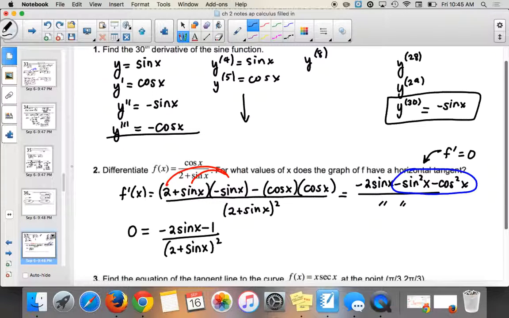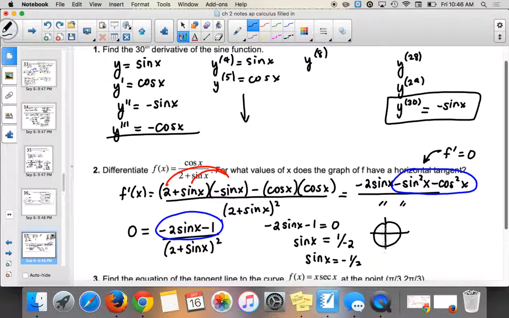Do you guys see that? Yeah. So there's no location of a vertical tangent or a place where the slope is undefined, right? Because you can never have sine of x equaling negative 2. You're not going to get a 0 in the denominator. But we could have a horizontal, so we're going to set our numerator equal to 0. So we're going to say negative 2 sine of x minus 1 equals 0. So when I add the 1 over and divide by negative 2, I get sine of x equals negative 1/2.